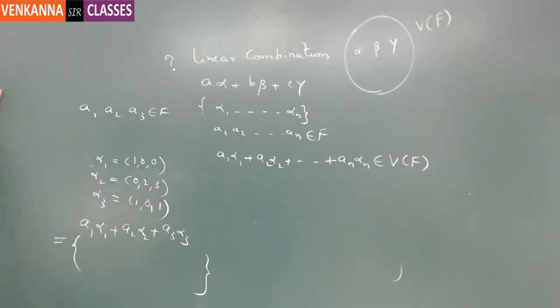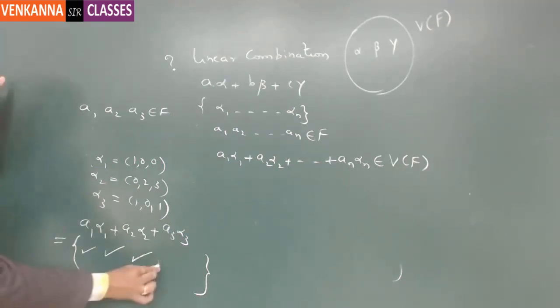Now what happens? If I take a1, a2, a3 as 1 1 1, I will get a vector here. If I take a1, a2, a3 as 0 0 0, I will get the 0 vector here. If I take a1 is equal to 1, a2 is equal to 1, a3 is equal to 0, I will get another vector here. Now what is happening? I have fixed the vectors, but I am changing the scalars here. I can take all possible scalars in the field f. Now what happens? You will get a set of vectors here.